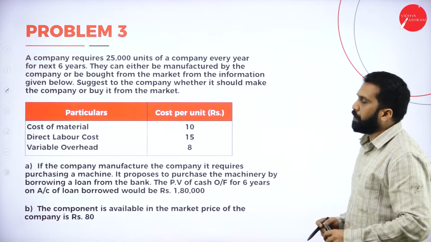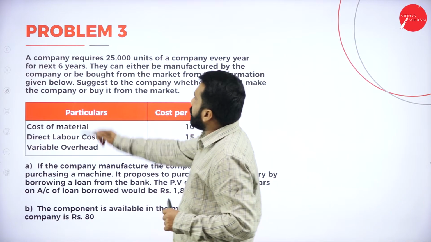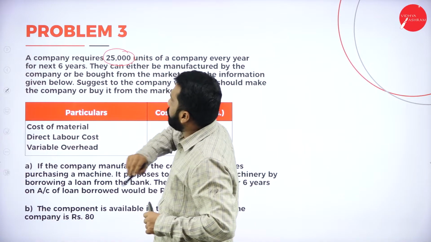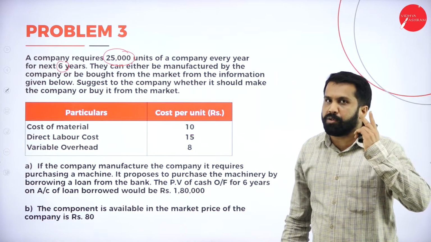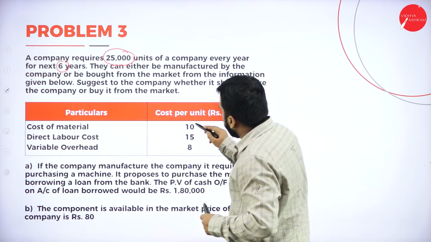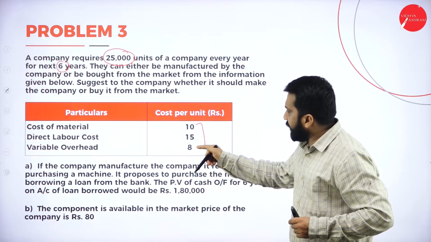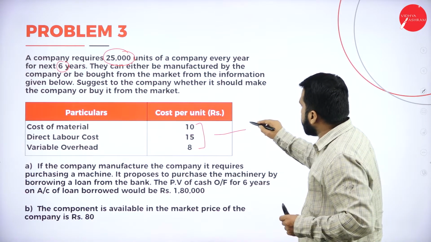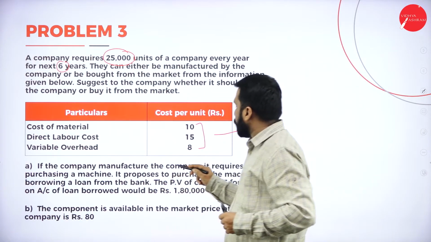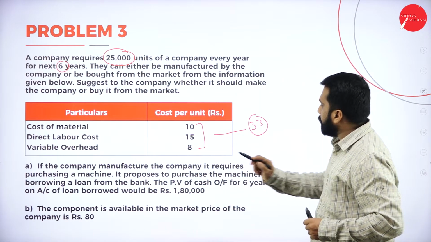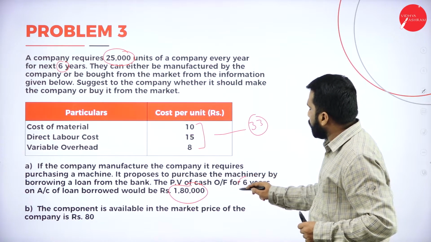I'll go for the last one, your problem number 3. In this problem number 3, the company requires 25,000 units. Number of years 6. In the first paragraph, we need only 2 pieces of information. Now, what is the total cost? 10 plus 15, 25 plus 8, 33. Your answer is 33. Then, if the company manufactures, it requires purchasing a machine. What is the value of the machine? 1,80,000. What is the number of years? 6.